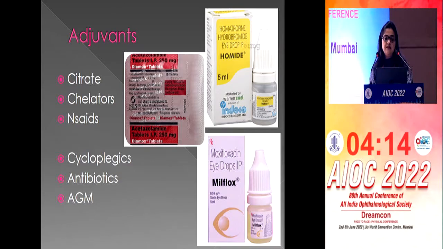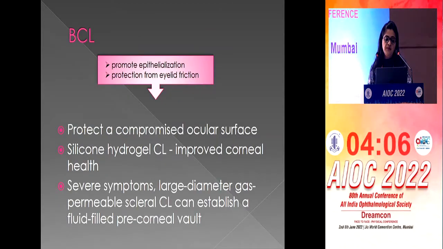Certain adjuvants like cycloplegics for pain control, antibiotics to prevent infection, and AGMs to control the IOP are also required. A BCL may also come in handy for the epithelialization, and it also prevents the newly growing epithelium from the friction of the eyelids.